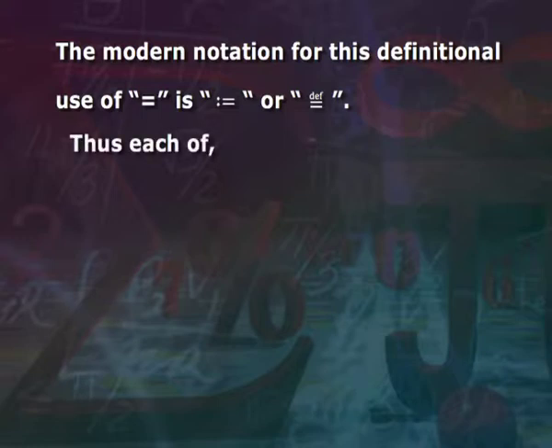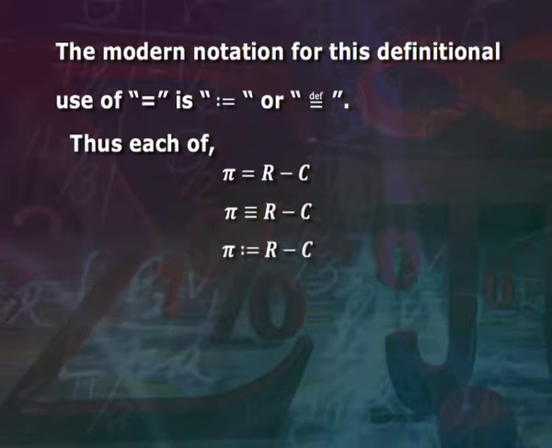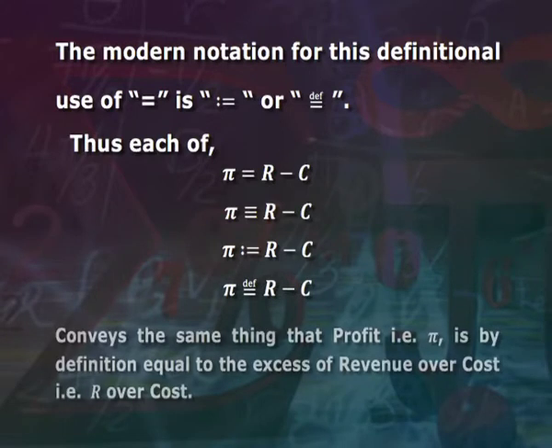Thus, pi equal to r minus c, pi is identically equal to r minus c, or pi by definition equal to r minus c conveys the same thing: that profit, that is pi, is by definition equal to the excess of revenue over cost.